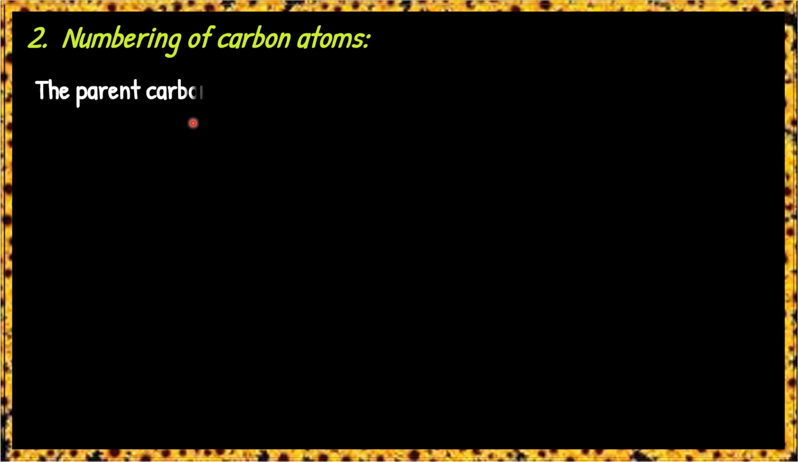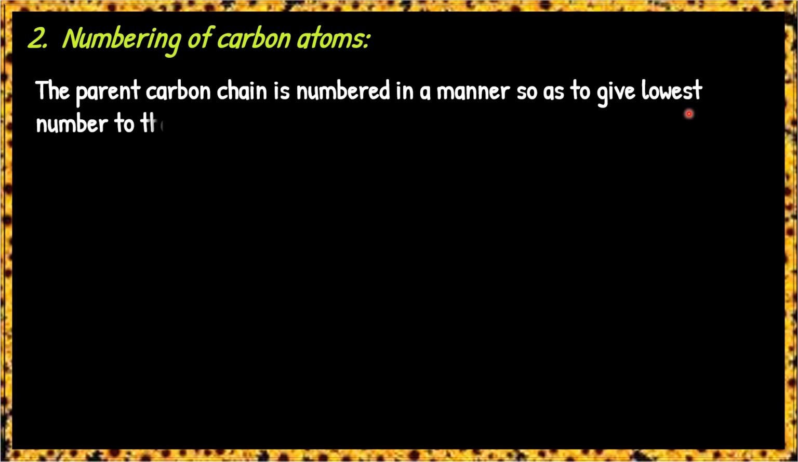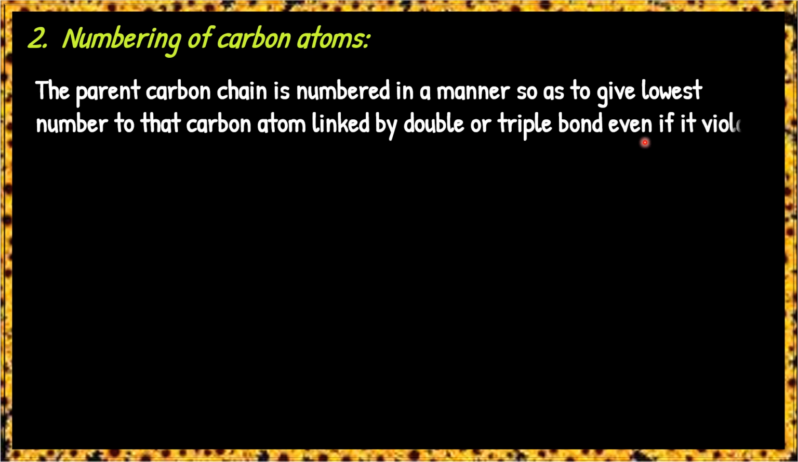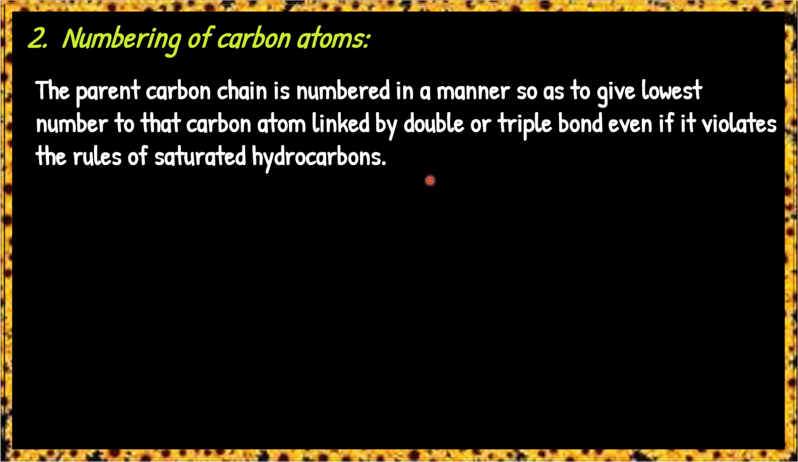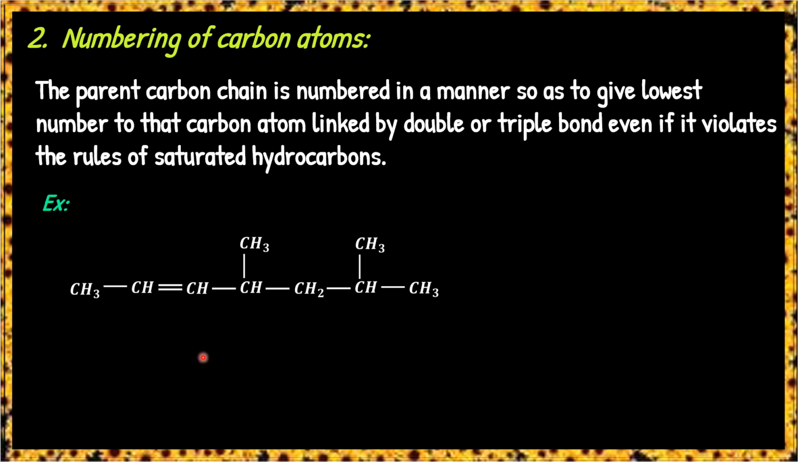The second rule is numbering of carbon atoms. After selection of the longest chain of carbon atoms in unsaturated hydrocarbons, the carbon chain is numbered. Here is the rule for numbering. The parent carbon chain is numbered in a manner so as to give the lowest number to that carbon atom linked by double or triple bond, even if it violates the rules of saturated hydrocarbons. You can better understand by this example.